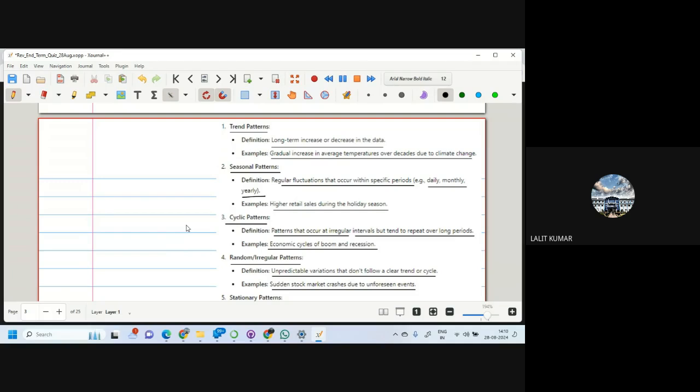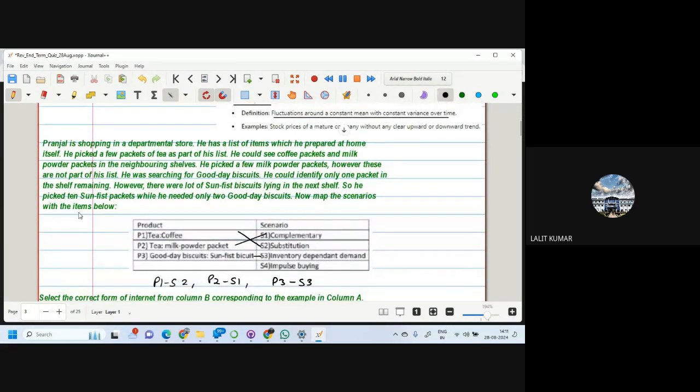Okay, so in this document, I have covered the different types of patterns for understanding. I have already shared this document on WhatsApp. You can go through it. There are trend patterns, which are long-term increases or decreases in the data. Seasonal patterns, and regular cyclic patterns, are the ones which happen at irregular intervals.